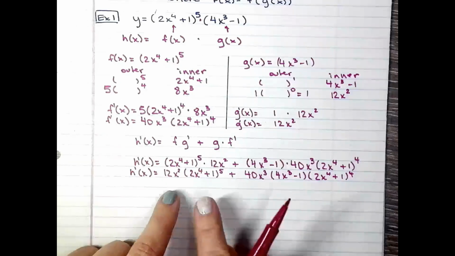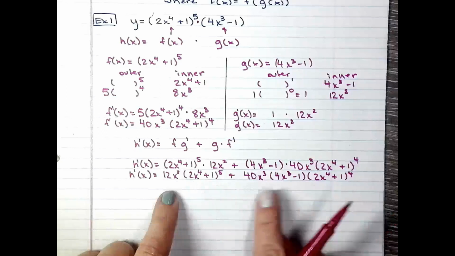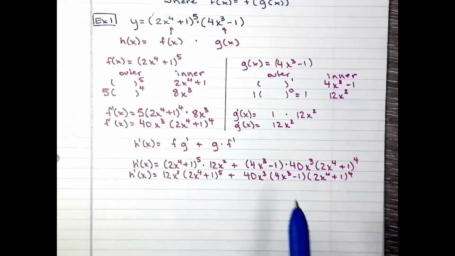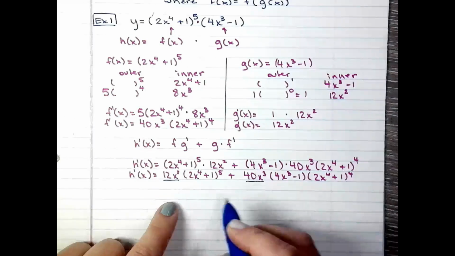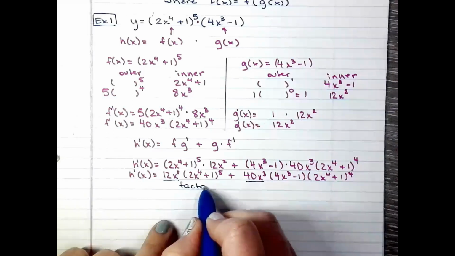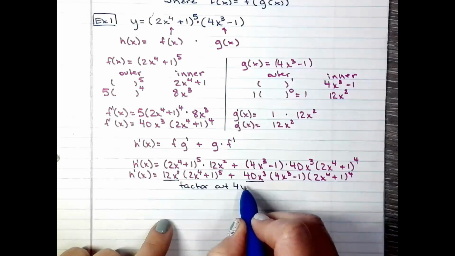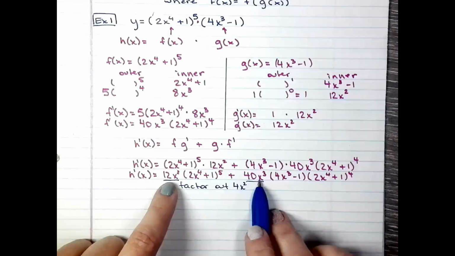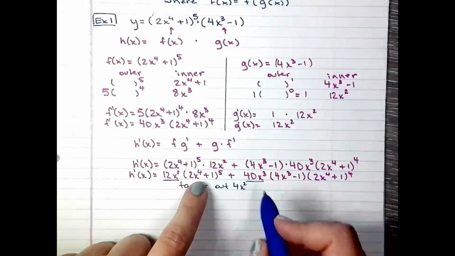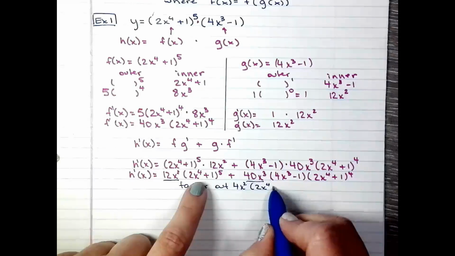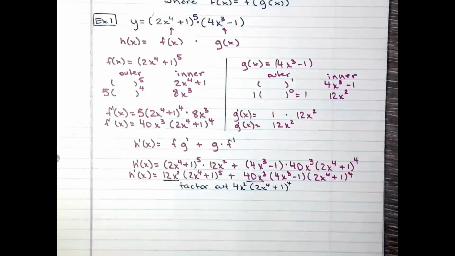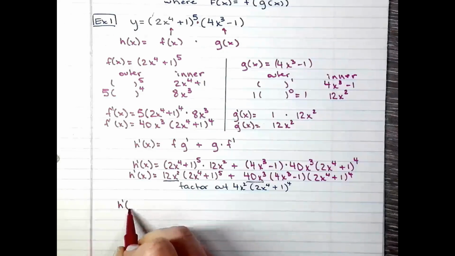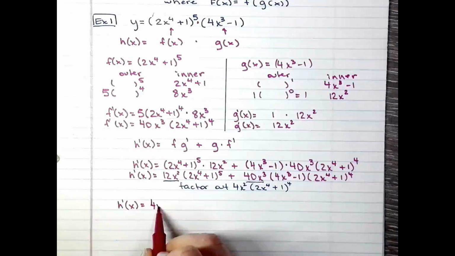Okay. Now, what can I factor here to make everything look better? I know I can factor 4x squared because I can't pull. So I will factor out 4x squared from there. And I can also factor out 2x to the fourth plus 1. Smallest exponent will be 4. So I'll factor this out. So 4x squared.